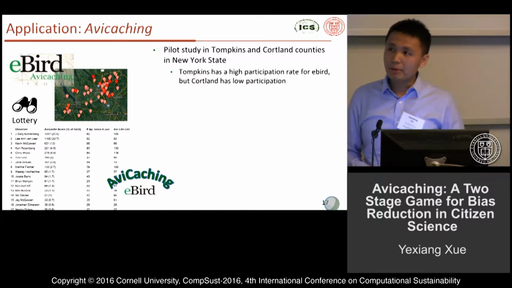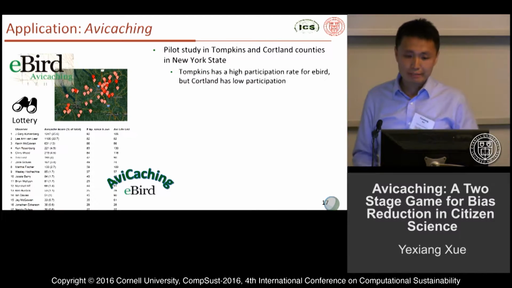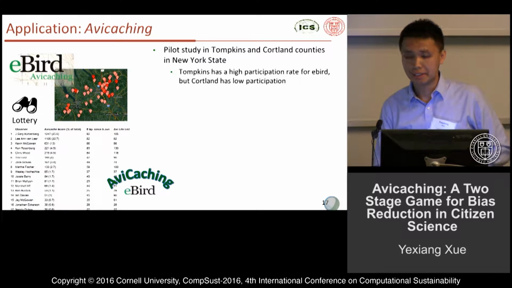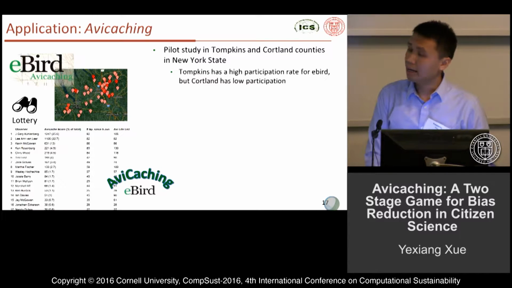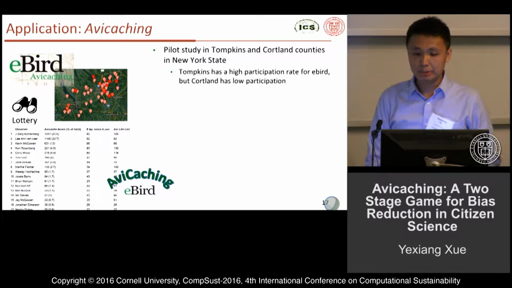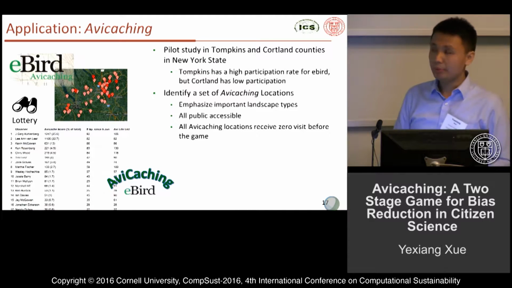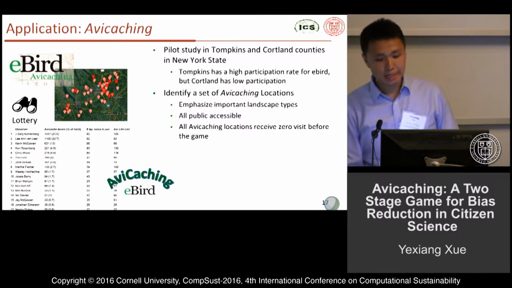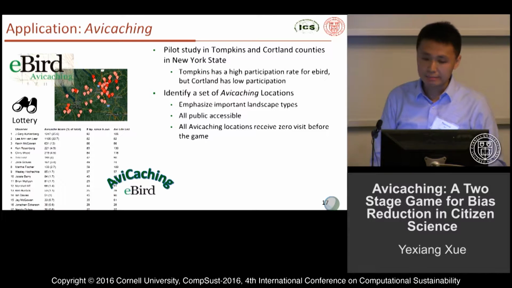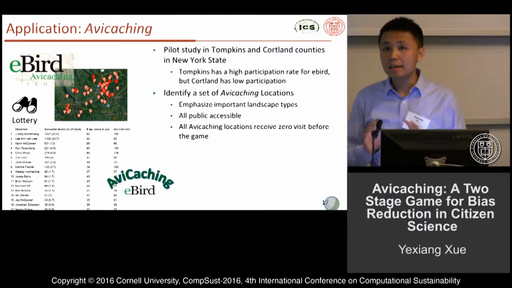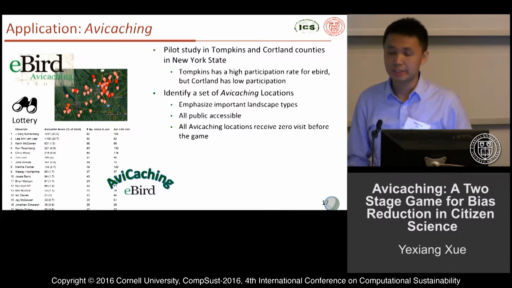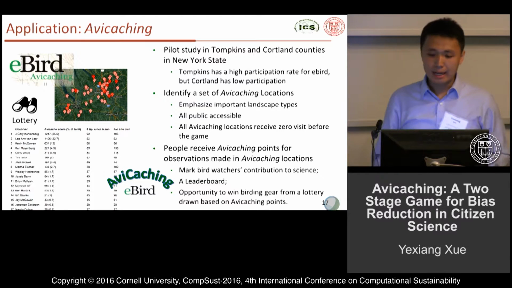We deployed our method as a game called Avicaching in Tompkins and Cortland County in New York State. Tompkins has a high participation rate for eBird, but Cortland doesn't. We identify a set of Avicaching locations, emphasizing important landscapes, and all these locations are unsampled locations. They received 0 visits before our game.